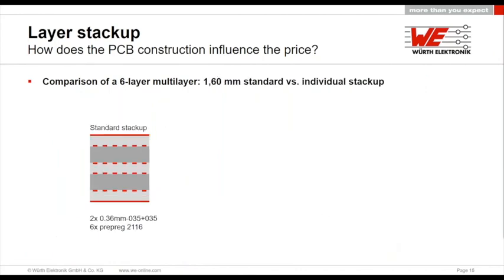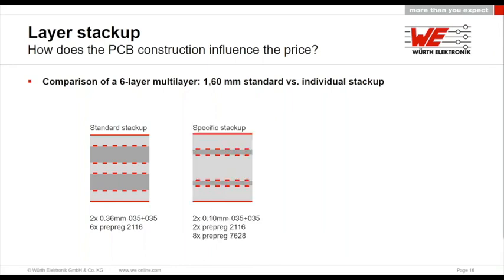Next would be the comparison of a 6-layer multilayer. Again, we chose the 1.6 millimeter standard build-up. Our standard build-up is built with 0.36 millimeter cores and 6 prepregs. So there are 2 prepregs between each layer where we need it. So between top and layer 2, between layer 3 and layer 4, and between layer 5 and the bottom layer.